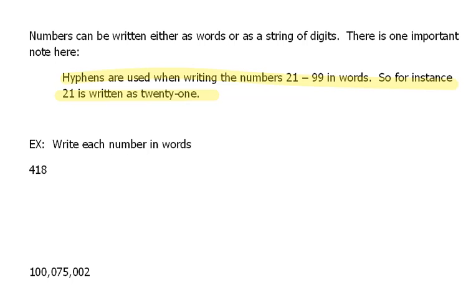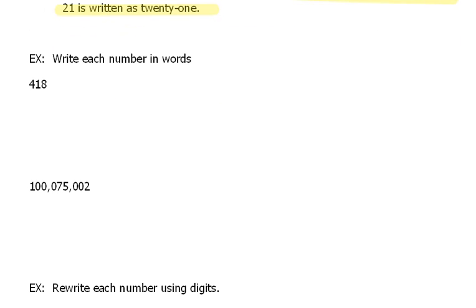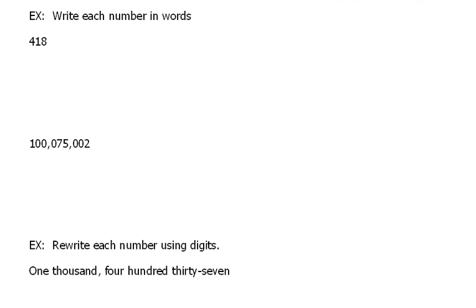Alright, let's do some examples here. We're going to write each one of these numbers in words, and the easiest way to attack this is just to say the number out loud and then write what you said. Now this one says 418, so we're just going to write that exactly. Four hundred eighteen.